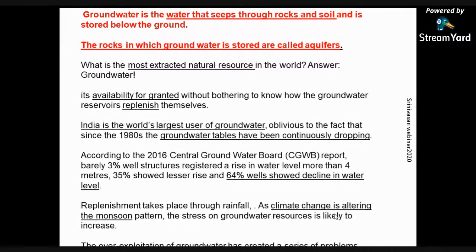So as the climate is changing, it is altering. There is less rainfall continuously, and suddenly there is more rainfall, particularly. So the monsoon is also playing havoc. So there is a recharge problem. It's always there. So the over-exploitation is always taking place because of urbanization and ever-increasing agricultural activity.